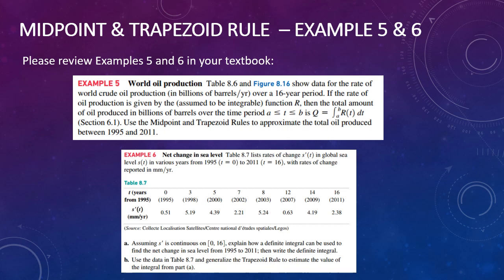Example 5 is looking at world oil production and uses both the midpoint and trapezoid method to approximate the total oil produced between 1995 and 2011. And then example 6 I really want you to do, especially A, because it's really a context problem about using an integral to find the net change in sea level, again over a number of years. All right, I'm not going to walk through these. I think they're pretty well described in the book, and so I'm going to let you go ahead and spend some time and look through those a little bit more slowly.